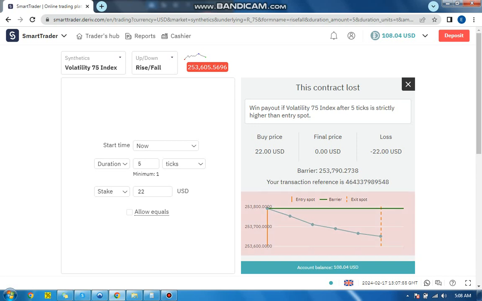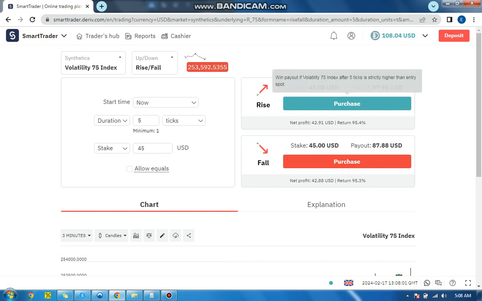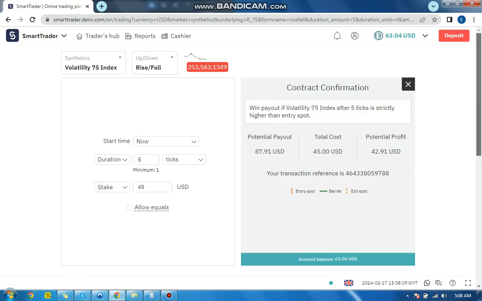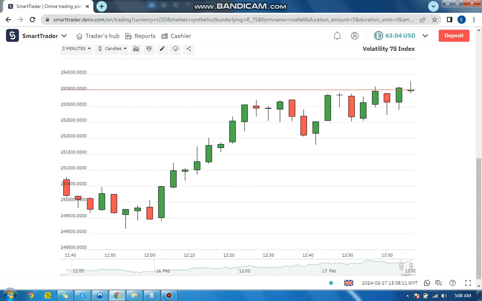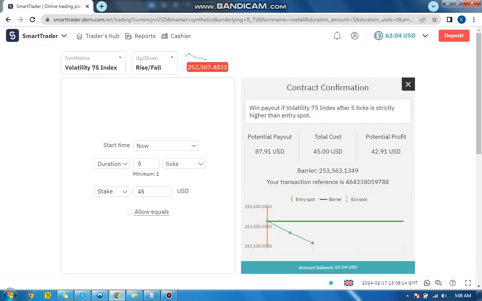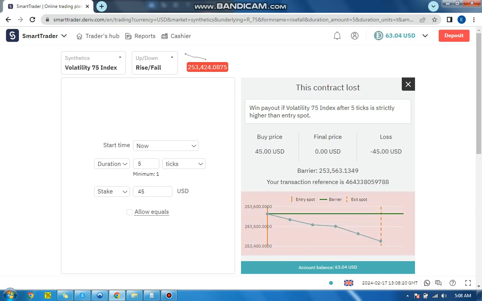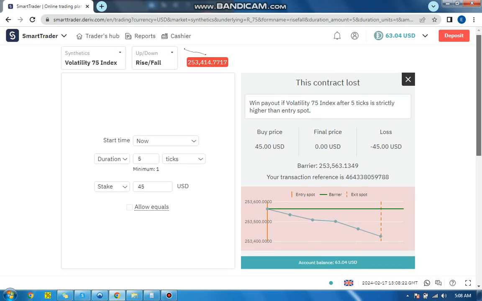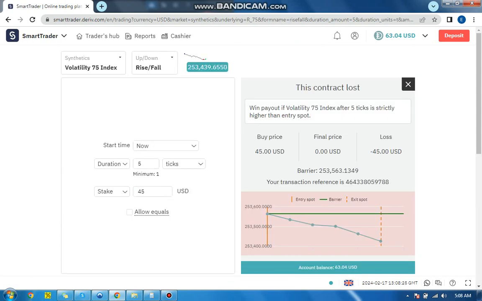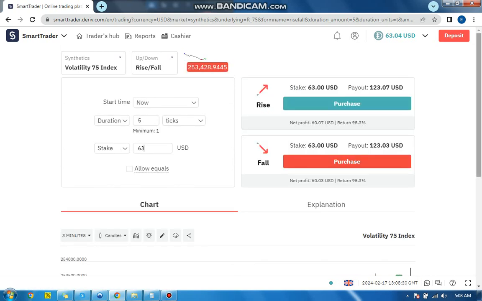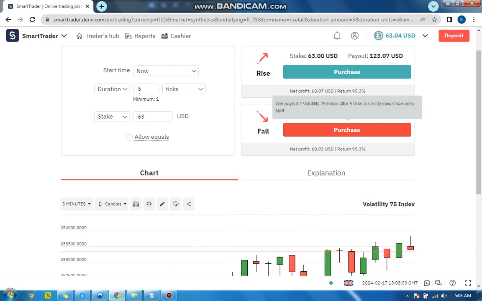We have lost this one, but it's okay. We'll recover it right away. We'll go with $45. We had to wait for number 8 or 9. There's the 8. I'm gonna take the trade upwards. Okay, so the market just took a reversal and now the market is going down. Now I'm going to go all in with the remaining amount, which is $63, but again I have to see. Okay, I'm gonna take the trade downwards.